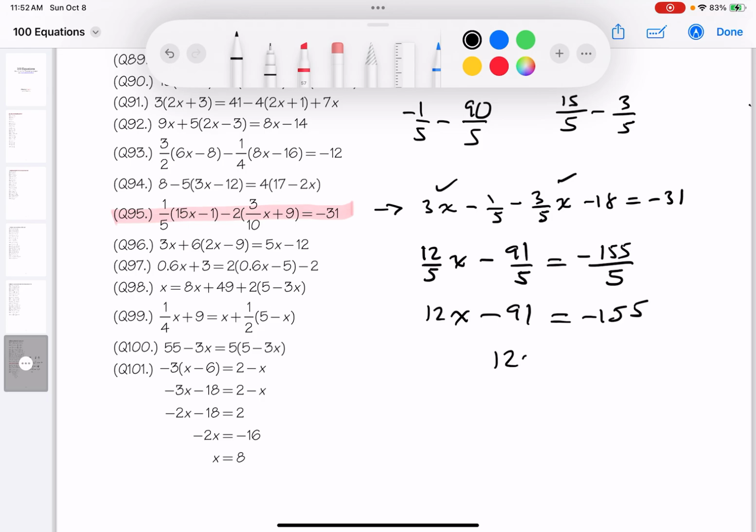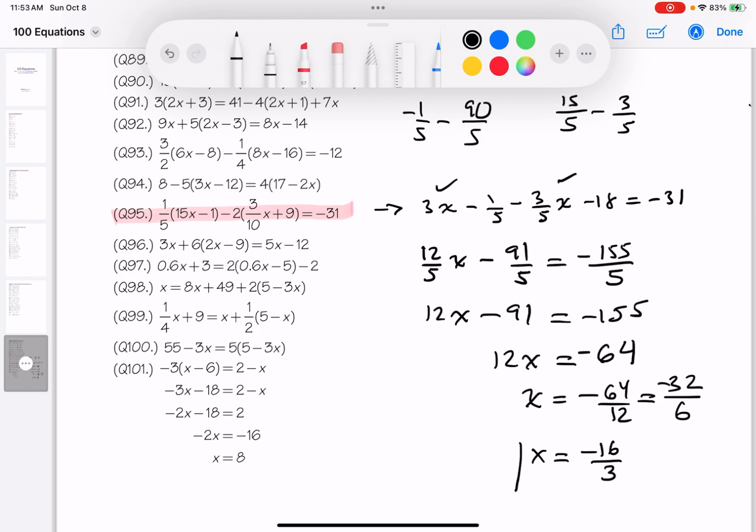And then when you get 12x, I'm going to add 91 to both sides. That'll be 55 and 9, which is 64. Let me just check that. 55 and 9 is 64, but it's minus. I can divide both sides by 12. That's going to be minus 64 over 12. I can divide through by 2. That's minus 32 over 6. I'm going to divide by 2 again. That's going to be minus 16 over 3.